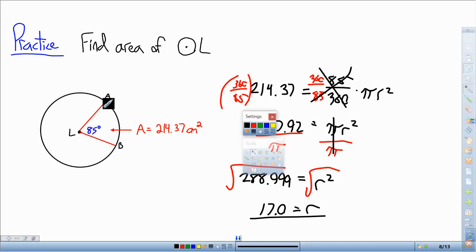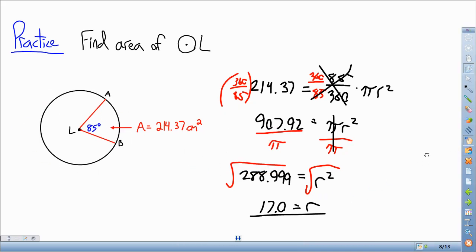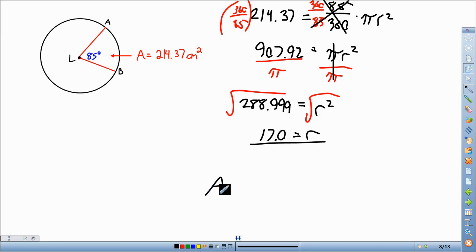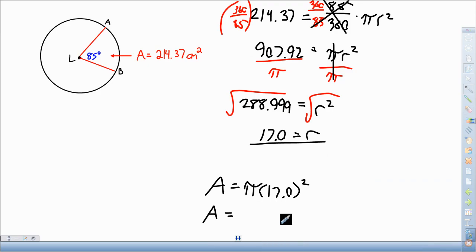They're asking for the area of the whole circle. So one last step. I know that area equals pi r squared, which we figured out was 17.0 squared. All right, so I'm just going to do this in my personal calculator. Pi 17.0 squared, and we're getting 907.92.